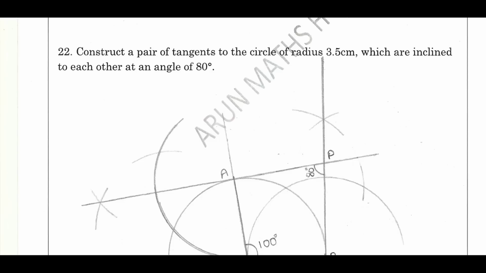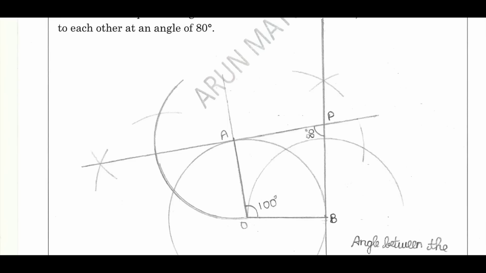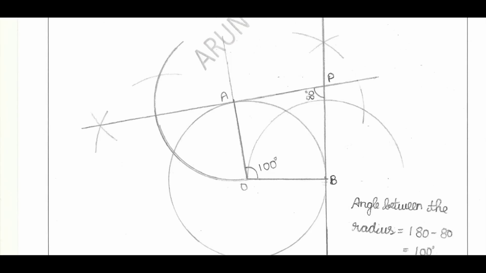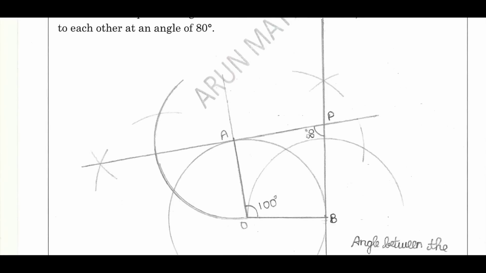Simple construction when the angle between the tangents is given. Similar constructions are there when the distance between the center and the external point is given, that is also 2 marks, or division of a line segment. These three are important diagrams for 2 marks.